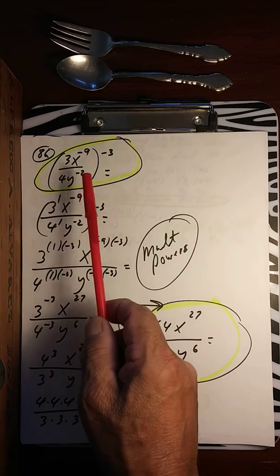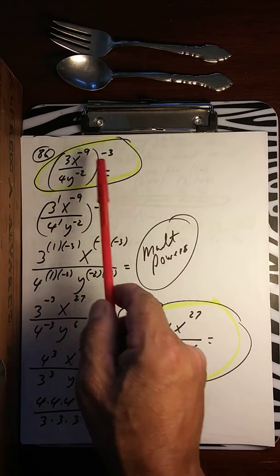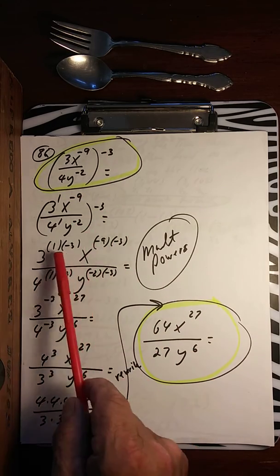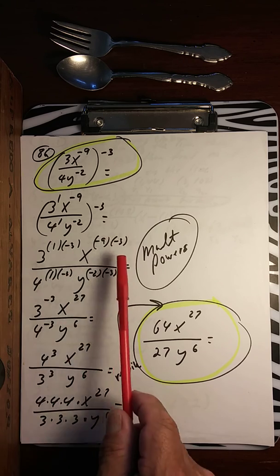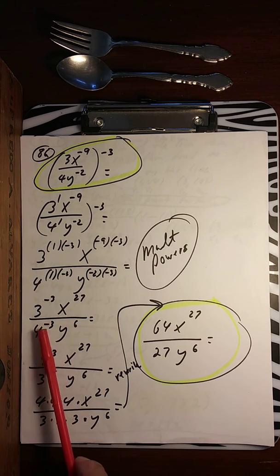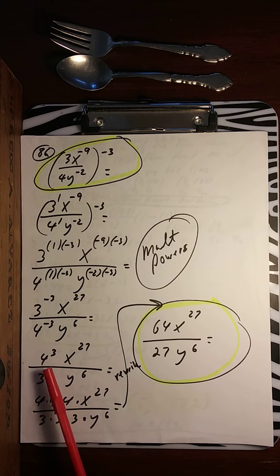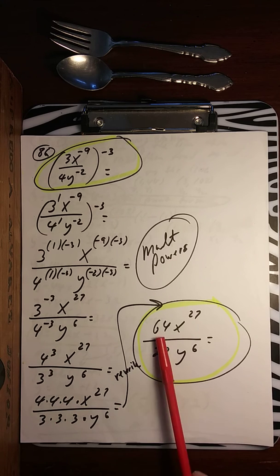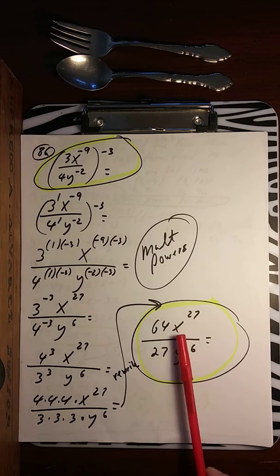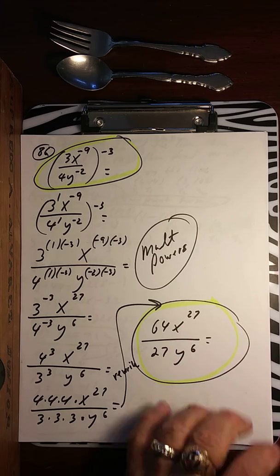So in this one, put a 1. Negative 3 times that. Negative 3 times that. Negative 3 times all these. So we're going to end up multiplying by the powers. So you have 3 to the negative 3, 4 to the negative 3, 27, and 6. Rewrite it as positive powers. 4 cubed, 3 cubed. It's going to give you 64 x^27 over 27 y^6.